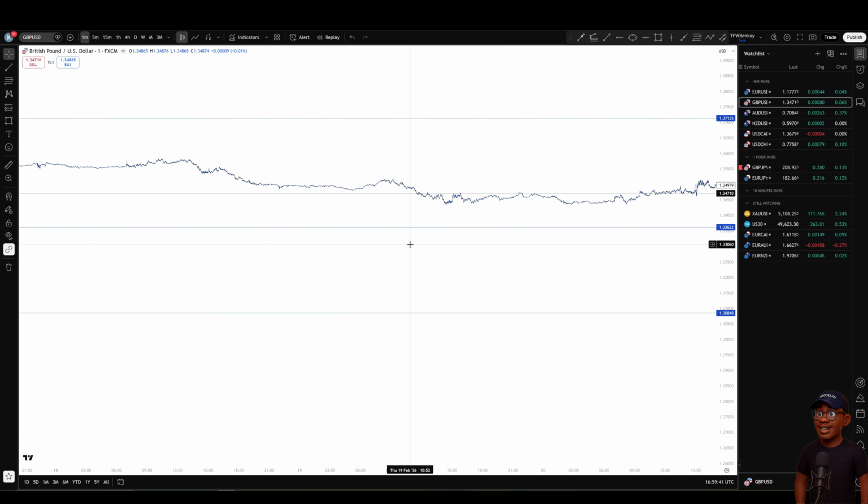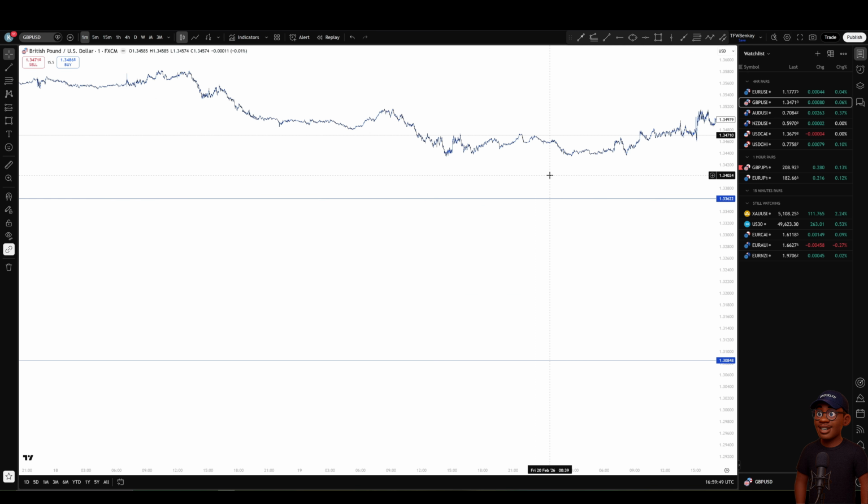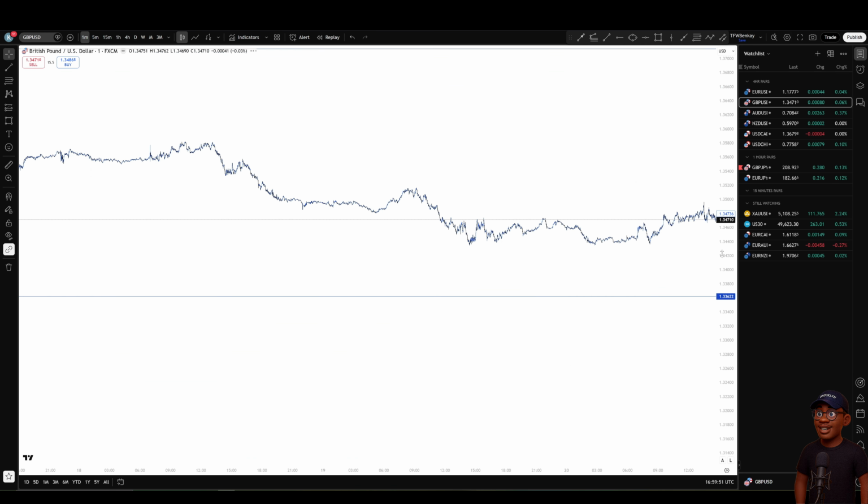All right, these are the time frames that you want to look at, depending on the market condition. These are the time frames that you want to take your trade entries in.